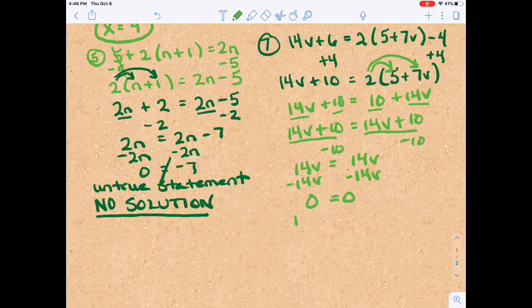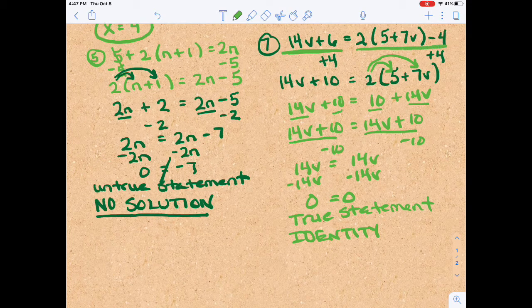And so if I get a true statement, what that means is I have something called an identity. It means that in the beginning, we couldn't necessarily see it, but this equation is just another form of this equation. They equal each other exactly. So all real numbers are solutions. So there are infinitely many solutions to this.